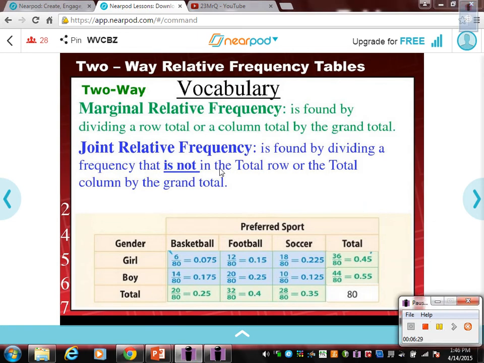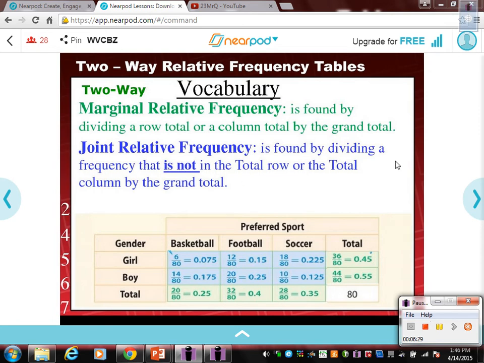Okay, any questions with marginal or joint relative frequencies? Now, who noticed that with this two-way table, all the cells, look up please, it doesn't matter if they are marginal or joint, all of them were divided by the grand total. Did everybody notice that? Yeah. This one divided by 80, by 80, by 80, by 80, all of them by 80. Is that correct? Okay, so that's for marginal and joint relative frequencies.